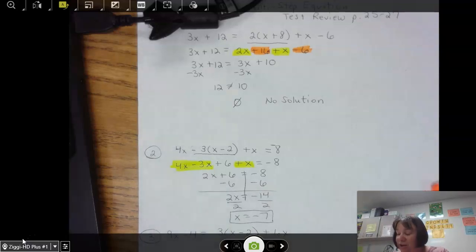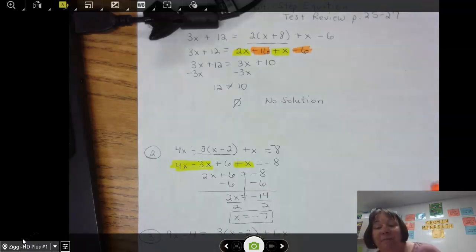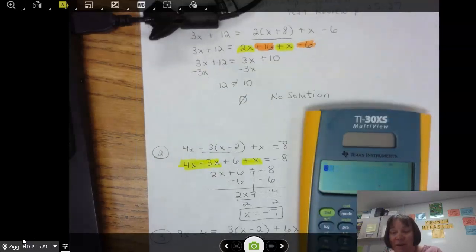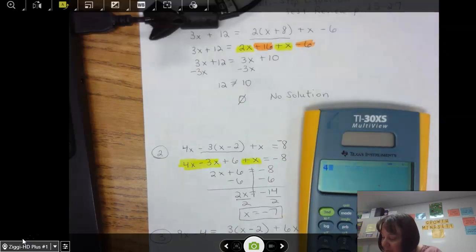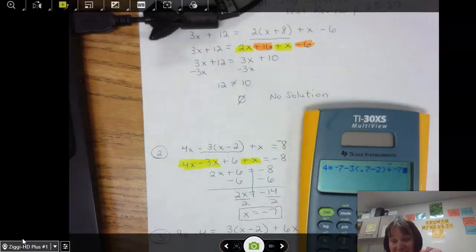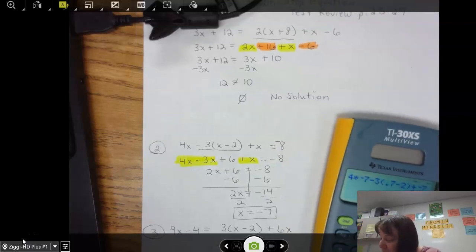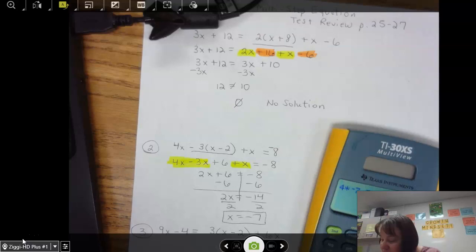So again, I can check my answer on all the equations where I have a solution and see if it is correct. So let's do 4 times negative 7 minus 3 parenthesis negative 7 minus 2 parenthesis plus negative 7. But you have to make sure that you're typing in exactly what you have there. And it did not come up to negative 8, so I need to try this again.